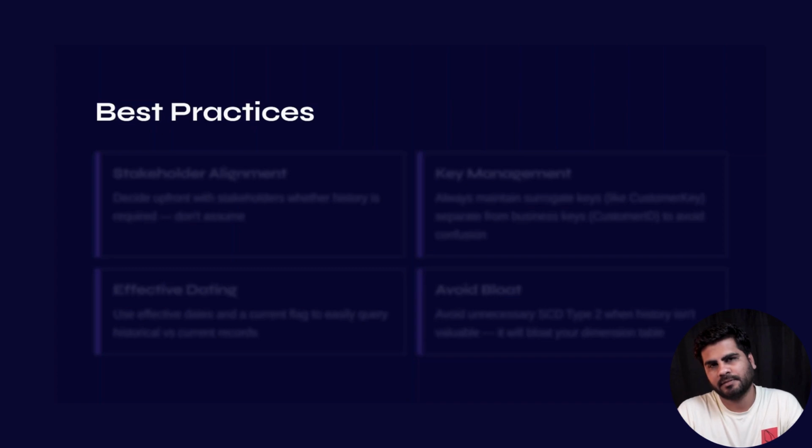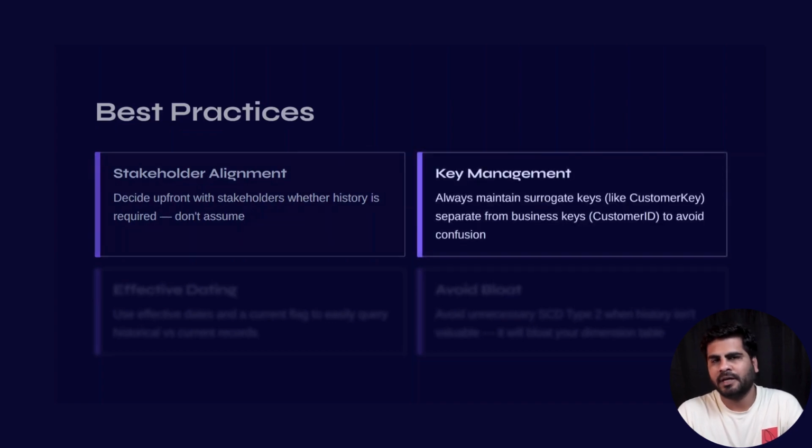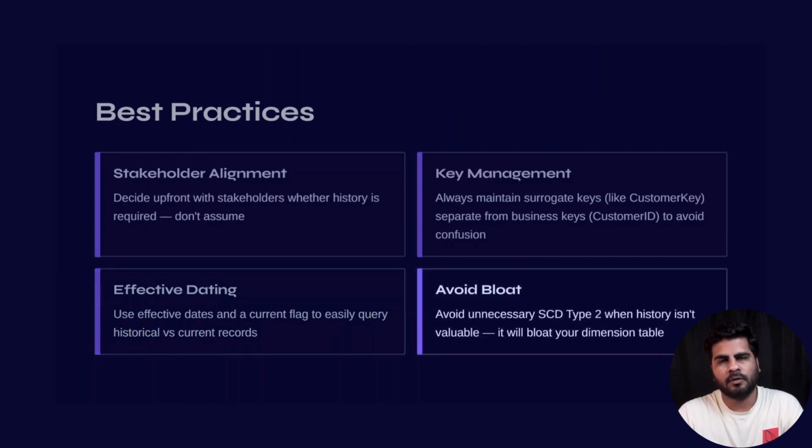Okay, let's now look into some of the best practices to keep in mind. Here are some tips. First, decide upfront with the stakeholders whether data requires historical tracking or not. Second, use and maintain separate surrogate key and business key. Third, use effective date and current flag to easily query between historical data and the current record. Fourth, avoid unnecessary use of SCD Type 2. This will bloat your dimension table.